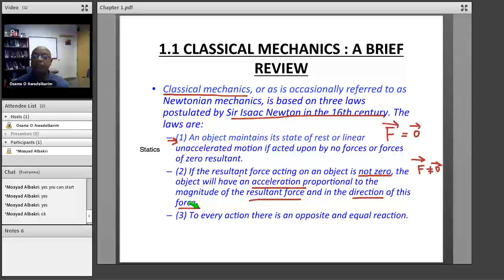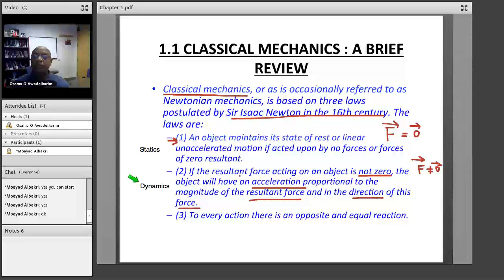And this second law serves as the basis for dynamics. That is the second part of classical mechanics, or the second important component of classical mechanics. So it's either a particle at rest, or linear and unaccelerated motion, or the particle is moving, and that is dynamics.